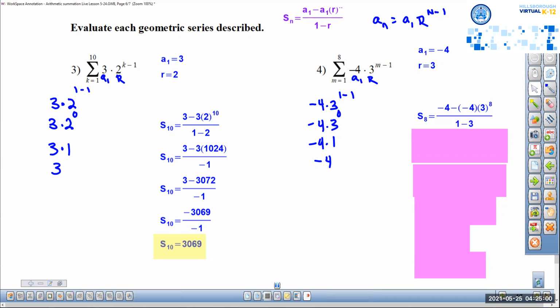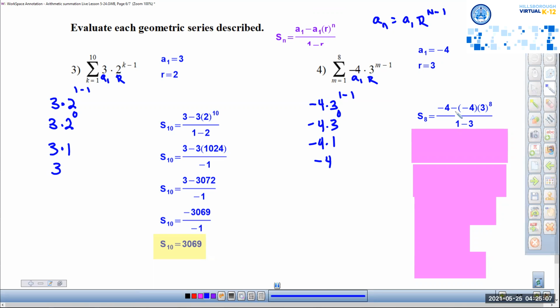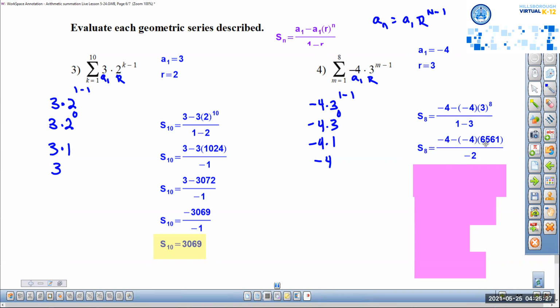So now substitute into your formula. Pull that down, make sure you can see it. So a sub 1 minus a sub 1, use parentheses. The minus in the formula does not take the place of the negative that's with the 4. Your n is 8, 3 to the 8, that's your ratio, and 1 minus 3. So you can simplify 3 to the 8 and get 6,561. And you can simplify 1 minus 3 and get -2.